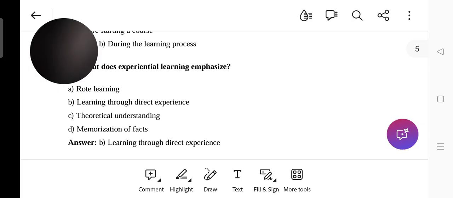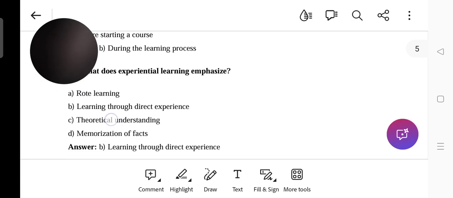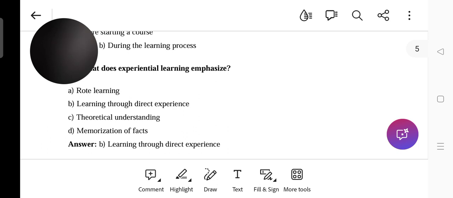Because when you learn through experience, that is practically you can learn. Experiential learning emphasizes learning through direct experience. Whatever day-to-day problems we face, we can learn lots of things through our direct experience.